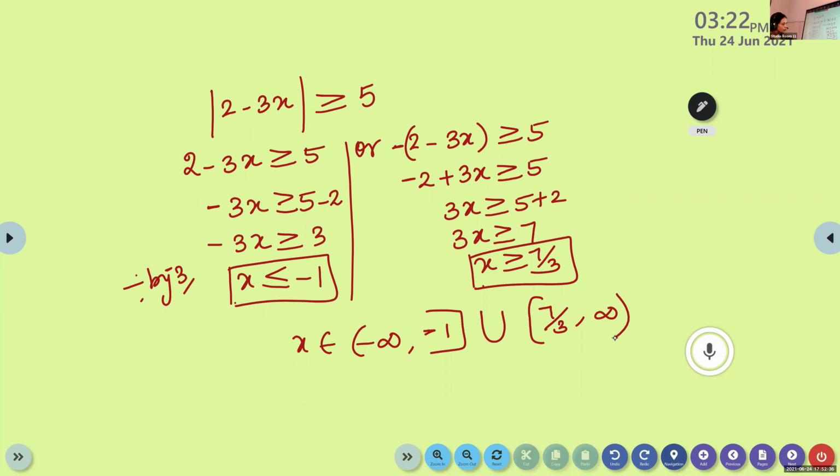Is it okay? Tomlin, any doubt in this part? Shubham? No, ma'am. Femina? No, ma'am. So next question.